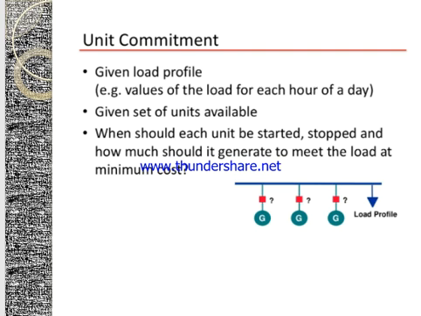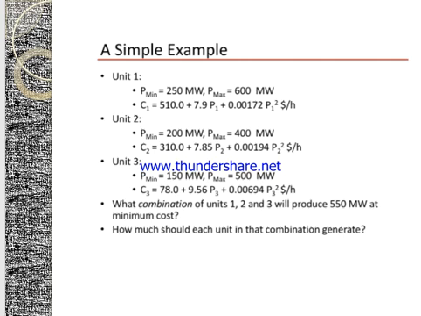The economic dispatch problem deals with how many units have to be operated at that particular time. But in unit commitment, it is purely based on the minimum cost. For example, let us consider three different units for which the active power minimum and maximum values and the cost objective function are given. At what combination of the three units should we produce 550 megawatt at a minimum cost? This is the question. And how much should each unit in that combination generate?